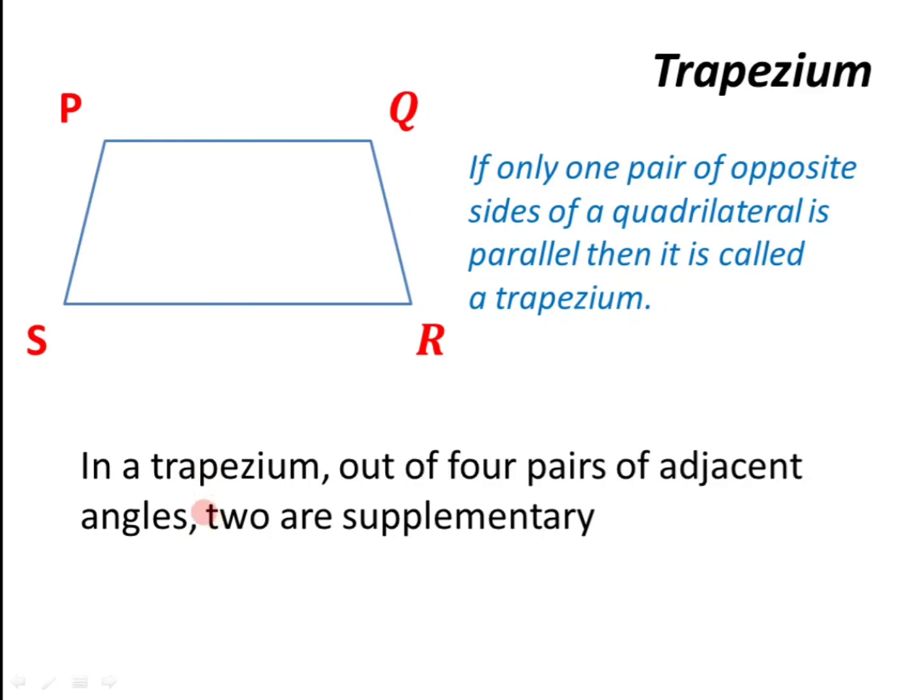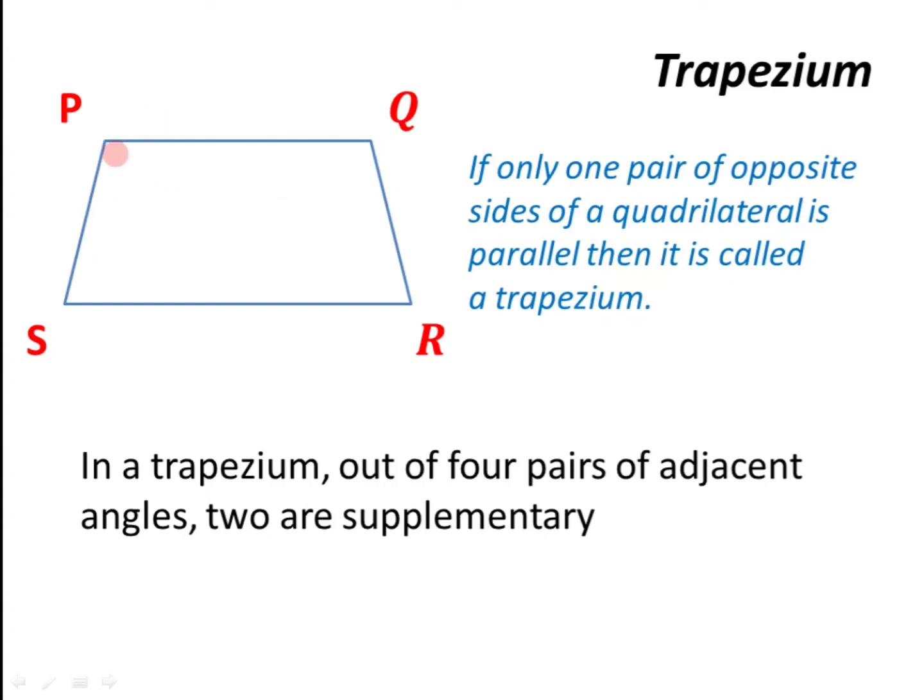Now here one property of a trapezium is there. In a trapezium, out of 4 pairs of adjacent angles, 2 are supplementary. As we can observe here, angle P and angle S. So this is a pair of adjacent angles, and as we have studied, PQ is parallel to SR. That's why these two angles are interior angles, and we know that if two parallel lines are intersected by a transversal, then the interior angles so formed are supplementary.